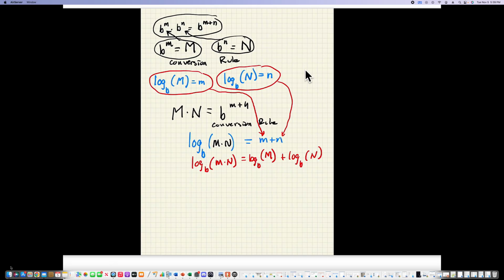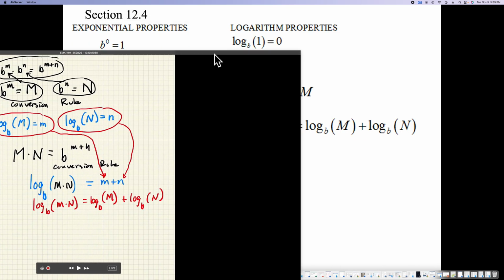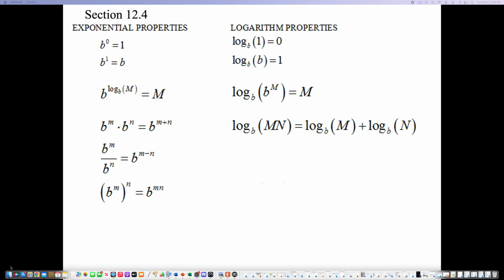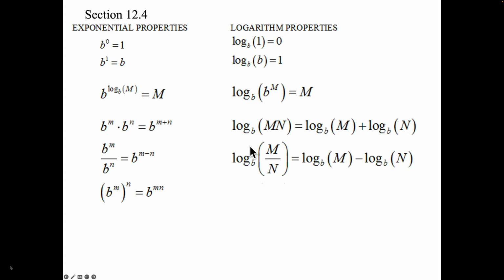Okay. All right. Save that. I'm going to bring that back in just a second. Next, we have the quotient rule. When you divide b to the m power by b to the n, you subtract your exponents. Well, we're going to have the same thing in logs. If I'm dividing in the argument of the log, I can write it as two separate logs where I'm subtracting.